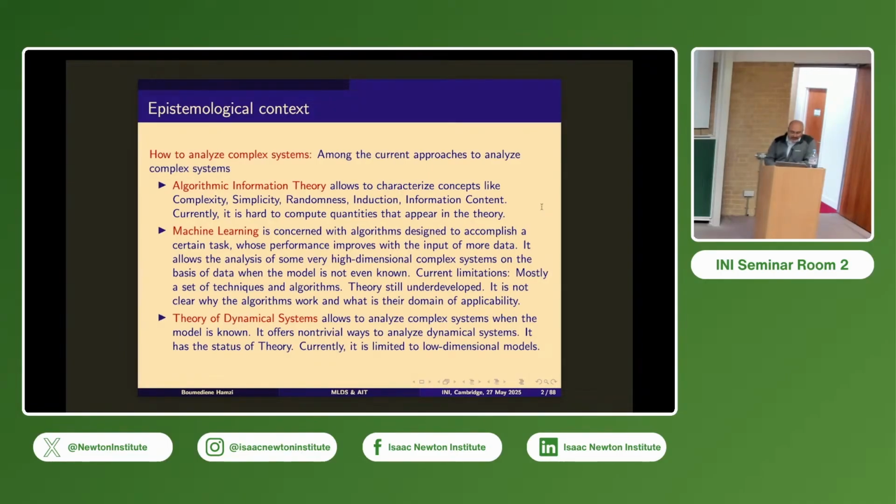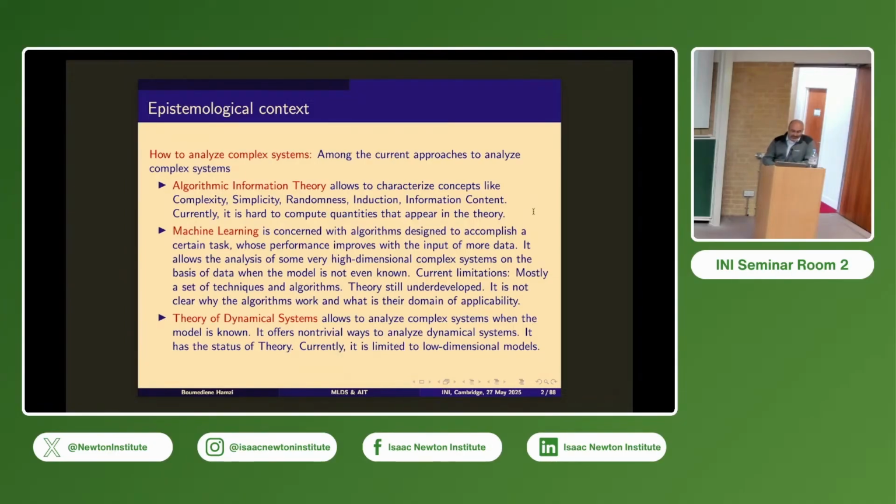The other field that allows us to analyze complex systems nowadays is machine learning, which is quite popular. It is concerned with algorithms designed to accomplish a certain task whose performance improves with the input of more data. It allows the analysis of some very high-dimensional complex systems on the basis of data when the model is not even known. But among its limitations is that it's mostly a set of techniques and algorithms, and the theory is still underdeveloped. It's not clear why the algorithms work and what their domain of applicability is.